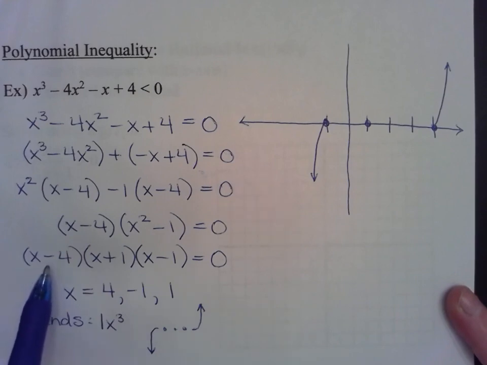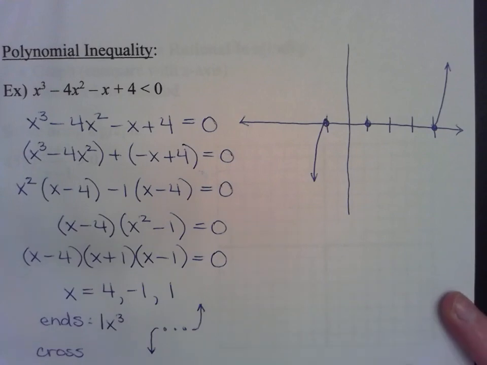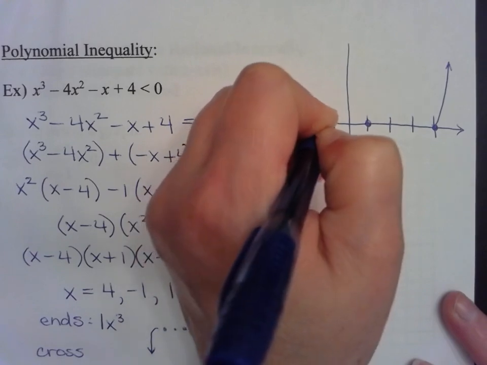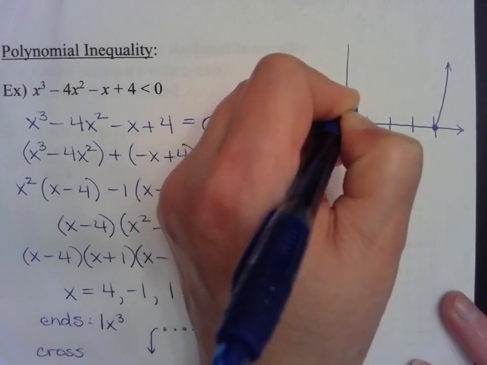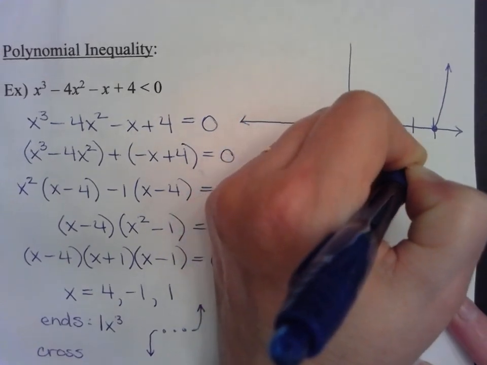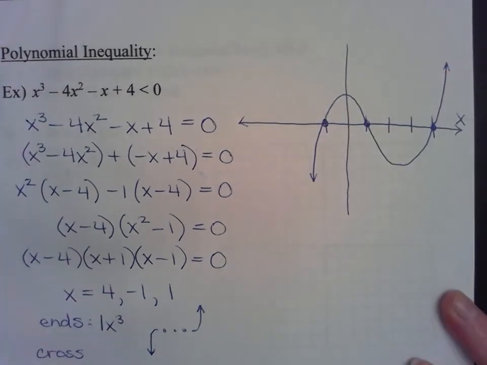notice in the factoring here, each of these factors only happens one time. So that means for all of them, we're going to cross over the x-axis. And we're going to estimate the turning points. Remember, we don't really care specifically about the turning points. We just care where we're above and below. So we're going to cross over, have a turning point above, then cross over again, have a turning point below, and then meet up with the right-hand side.